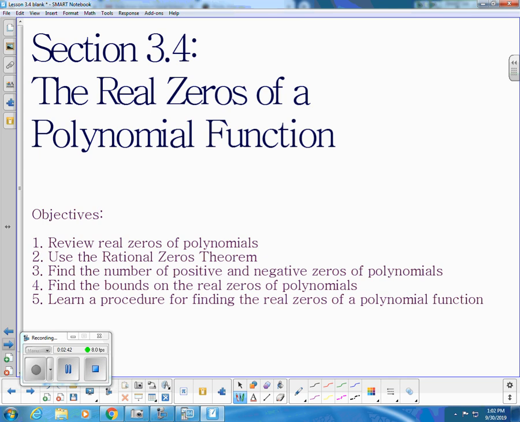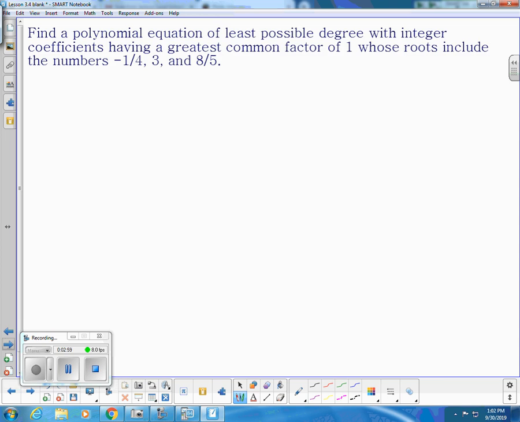Let's remember something real quick. If I tell you that 3 is a 0, what's the factor that goes with that? X minus 3, right? Because you set the factor equal to 0 and you solve it. Okay. So the first slide we're talking about taking your roots, or zeros if you will, whatever you want to call them, and writing them as factors.